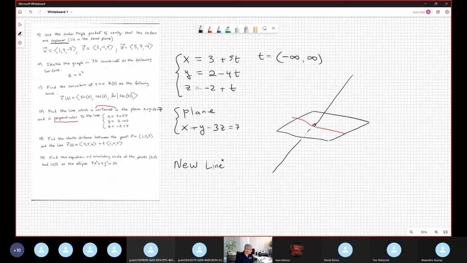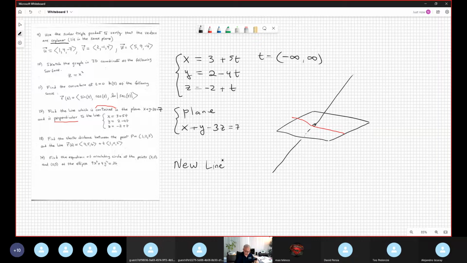Nobody knows? What information do you need to find the equation of the line? Two pieces of information we need. A point. A point, good. And? A vector. A vector. What vector? What is the name of this vector? Direction vector. Very well.